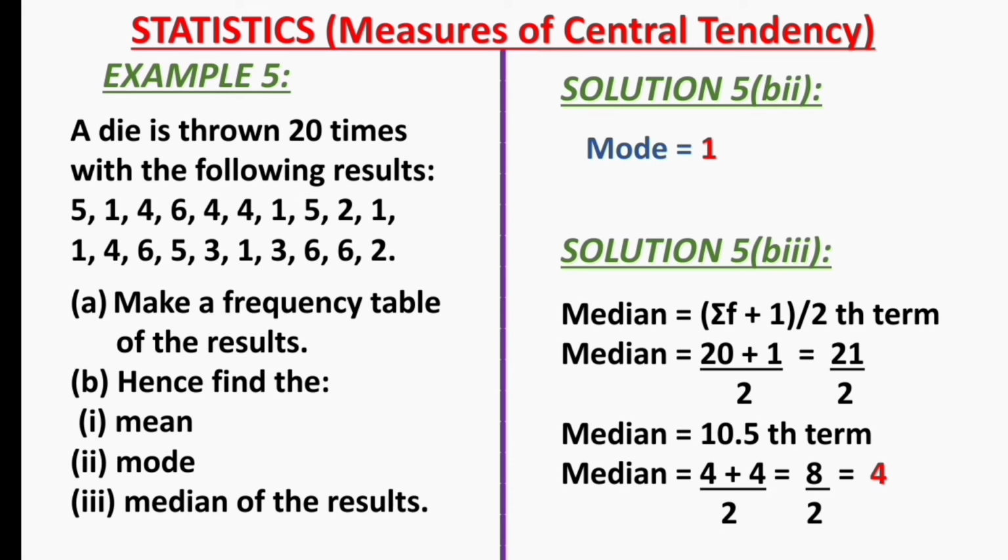Now from the frequency table, the two middle numbers, when you count from the right or from the left of the already arranged 20 numbers, the two middle numbers are 4 and 4. So the median is going to be the mean of these two middle numbers. The median is 4 plus 4 divided by 2, which is 8 divided by 2. The median is equal to 4. I hope all these solutions to example 5 are clear to you.